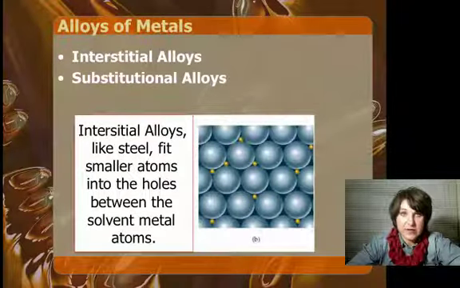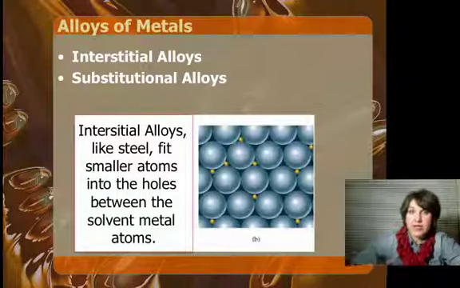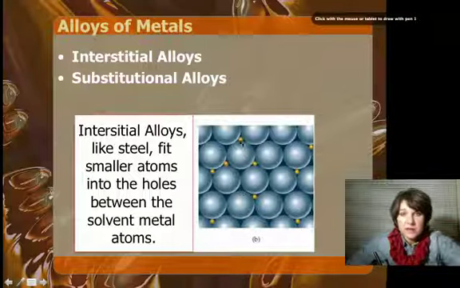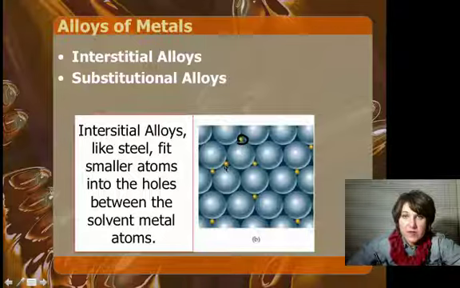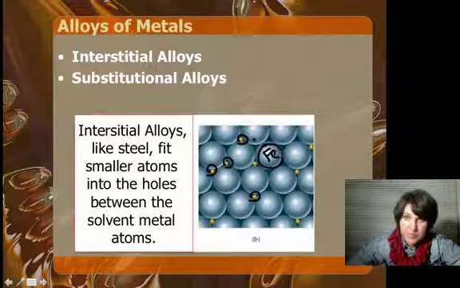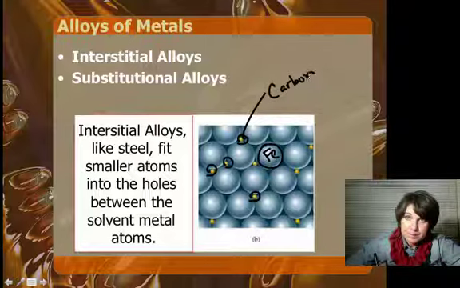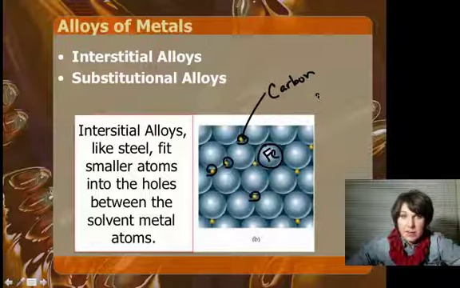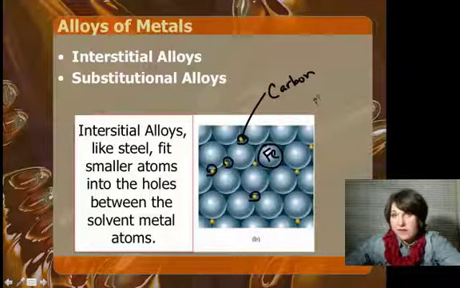So let's look at alloys then. An interstitial alloy, like steel, is one where there are smaller atoms that fit into the holes between the solvent metal atoms. So suppose that these are iron. One common atom to add to steel is carbon. And it adds a lot of strength. The higher the percentage of carbon in the steel, the stronger it's going to be.